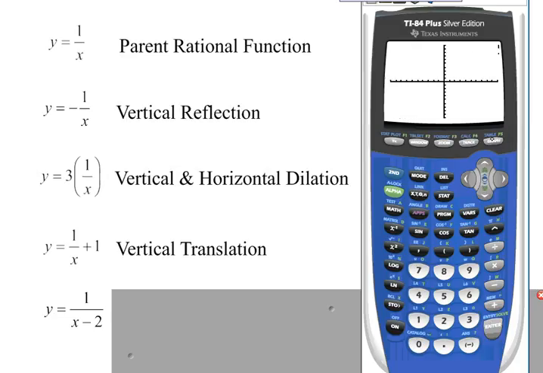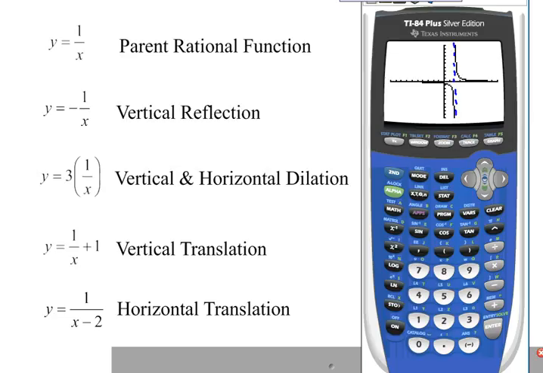So we can get a better look at this new graph if we turn off the parent function again. And let's graph it. And now you can clearly see that our curves have shifted to the right. And they've shifted to the right 2 units. And now there's a new vertical asymptote that goes right down through x equals 2. And so what that means is this x minus 2, just like we learned with quadratics, is a horizontal translation. And remember that it's a horizontal translation that is the opposite direction of the sign. So in this case, it's x minus 2, but it has translated the graph to the right 2.